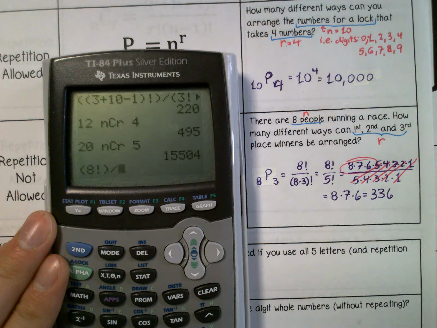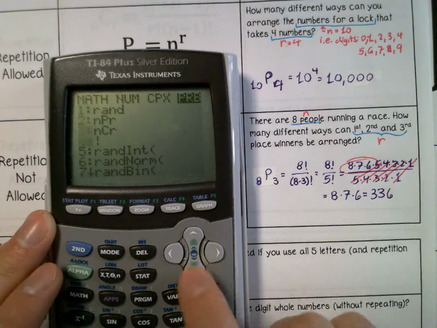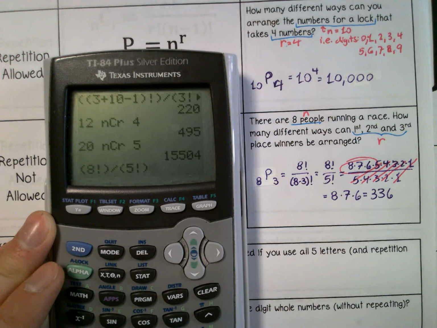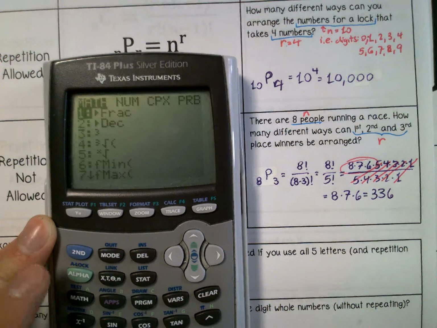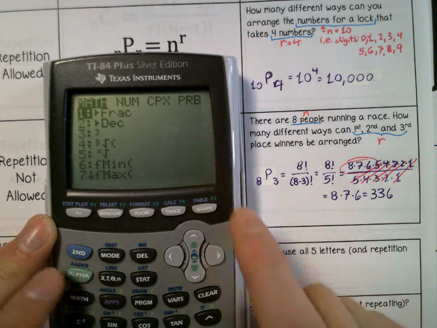You divide. Repeat for the bottom. In this case, it would just be 5. Math. Go to probability. Get an exclamation point. Close it up. Enter. And there's your answer. Math, PRB, right there. Yep.